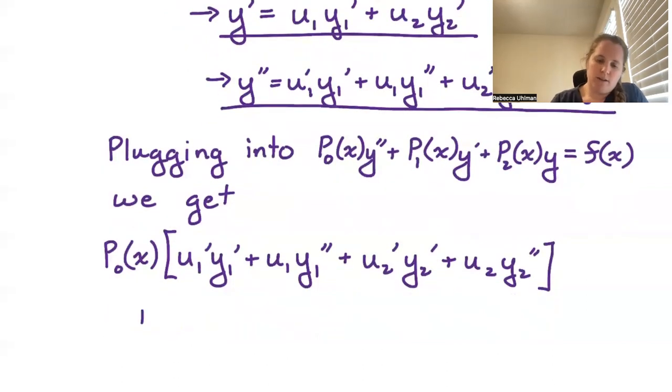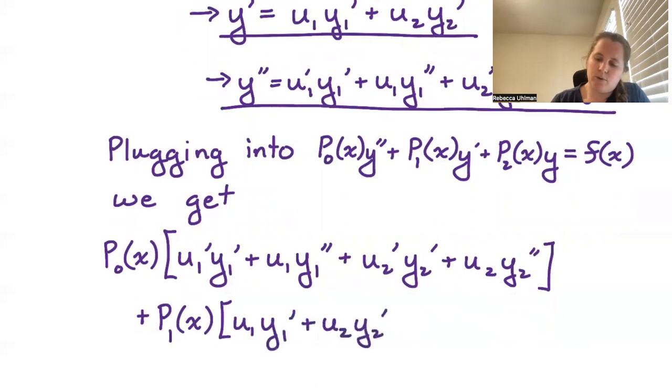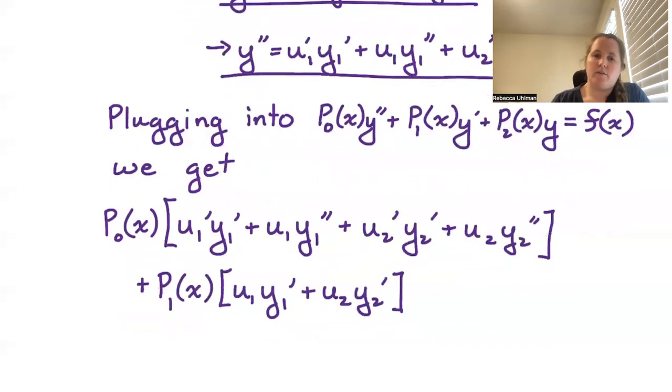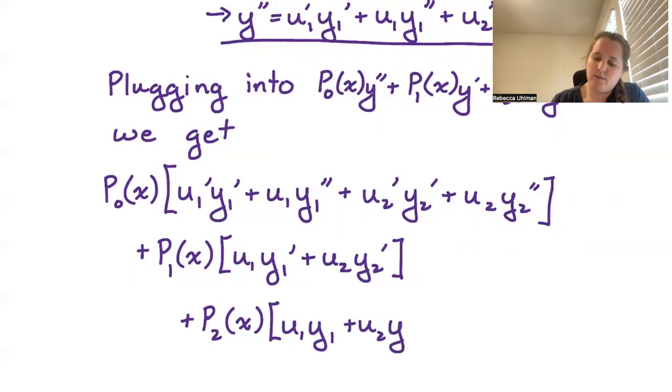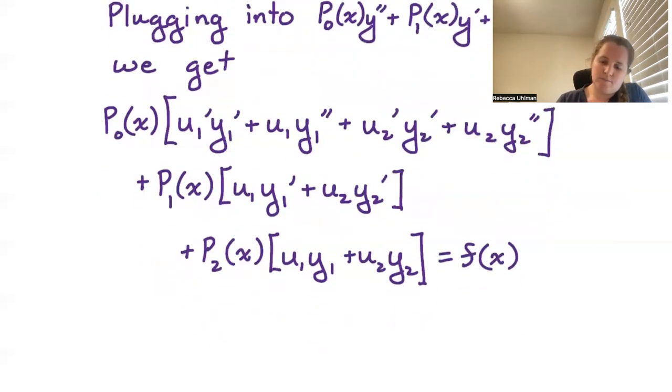Then we have plus P1 of x times y prime, which was u1 times y1 prime plus u2 times y2 prime. And then finally we have plus P2 of x times y, and y was u1 y1 plus u2 y2. All of this should equal f of x. So from here, we're going to go ahead and rearrange this.